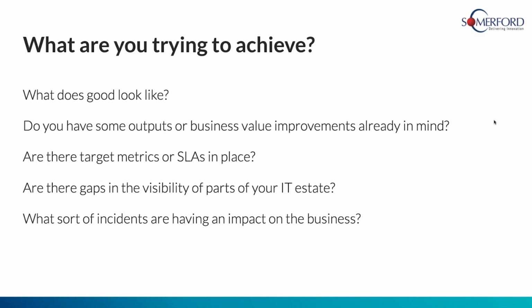SLAs, internal SLAs, client SLAs. Are there things there that you need to have clear visibility on? And visibility of your estate: do you really know what's happening? You've got cloud components, you've got on-prem components. Do you have clear visibility of what is happening with all of those? And also, what sorts of incidents are impacting your business? What things are happening, or have you had a major incident that's had an impact that you perhaps need to have clear review of, either historically or going forward?